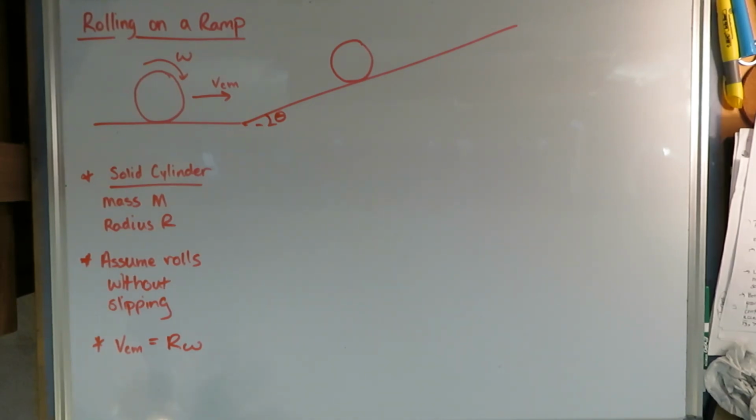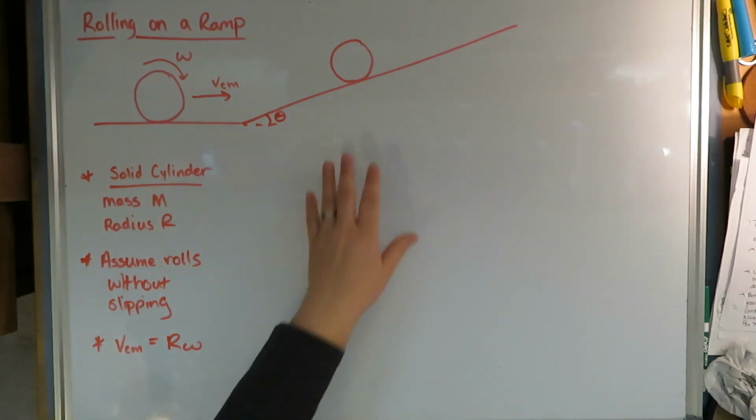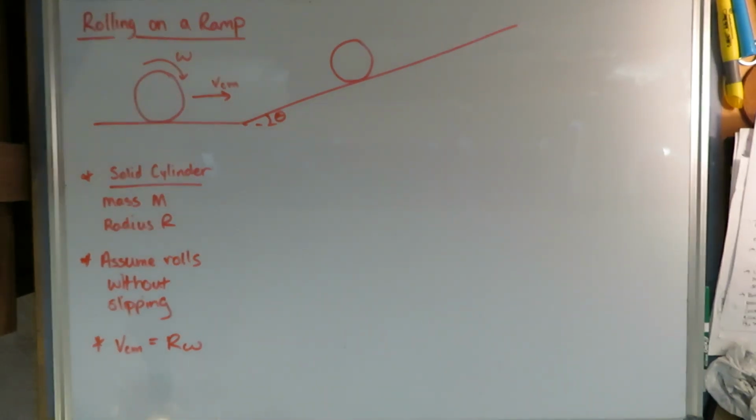And what we're going to do here is take a look at the linear and angular acceleration of the rolling object. Next unit, when we talk about energy, we'll talk more about speed and so forth. But we're going to start here with the dynamics of what's actually going on.